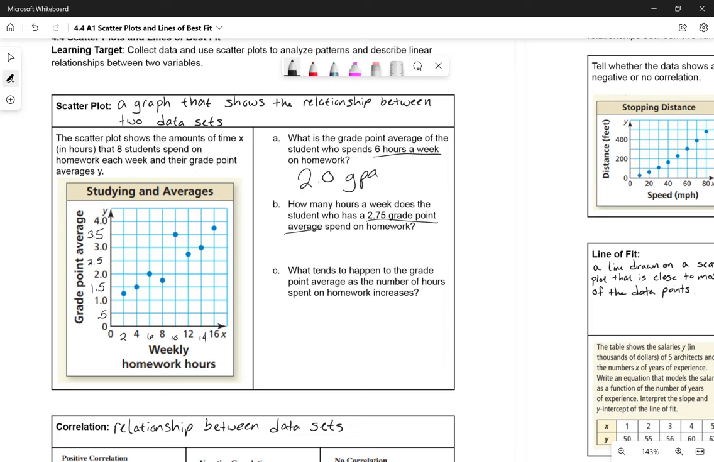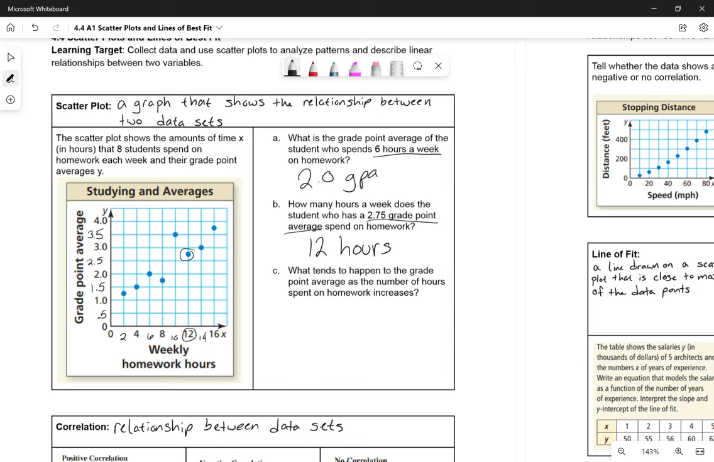So we can look between which two numbers it would be. In our case, it would be between 3 and 2.5. And it's actually in the very middle. So if I look to the right, I can find the point that is 2.75 and look down and see that that person spent 12 hours studying.